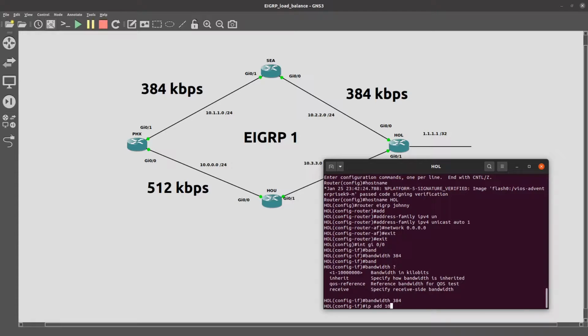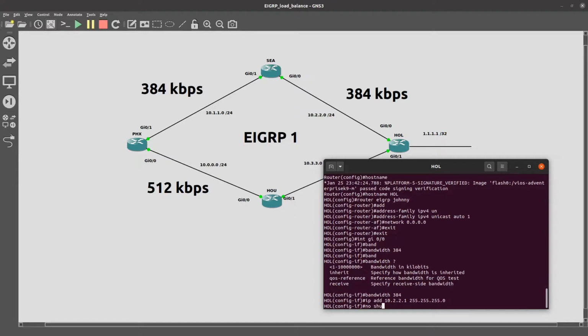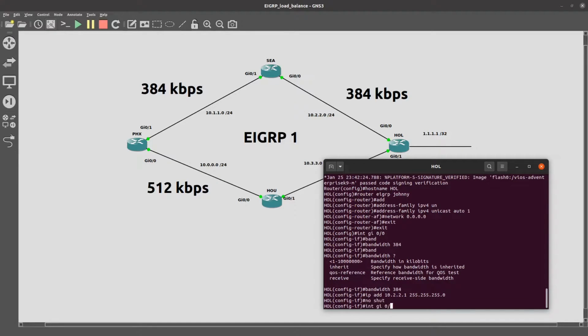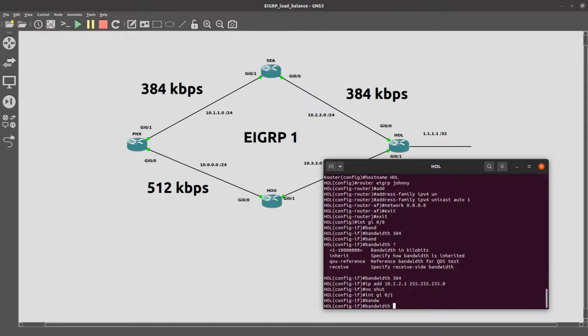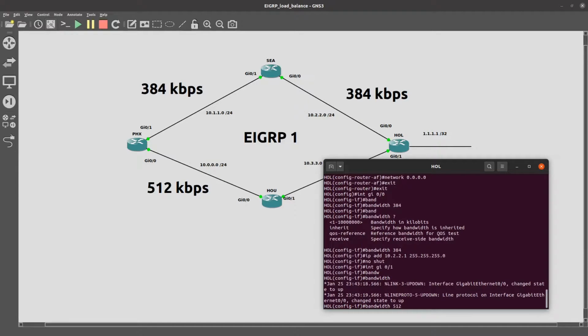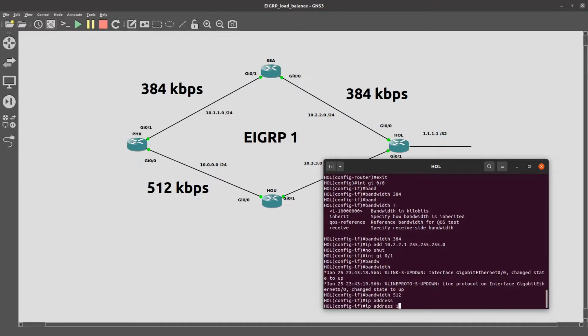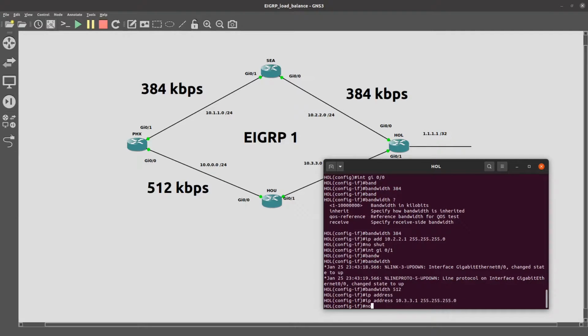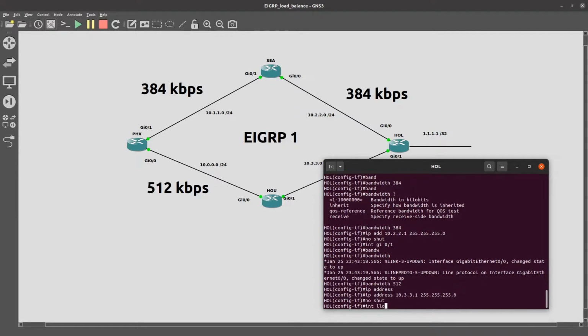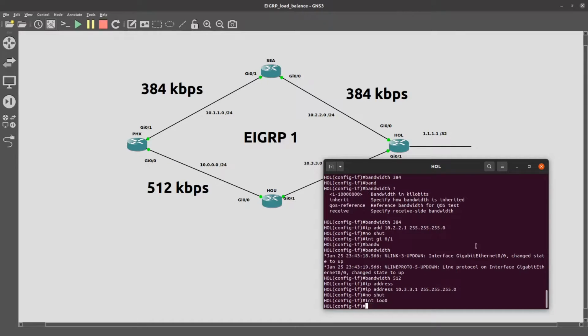Let's give it an IP address. The subnet we're using is 10.2.2.0 with a /24. No shut. Now let's get to our other interface. Set the bandwidth first, 512 kilobits. And I'm not doing this in any order. You can put the IP address first if that's how you want to go about it. No shut. Then we have a loopback that I made over here.